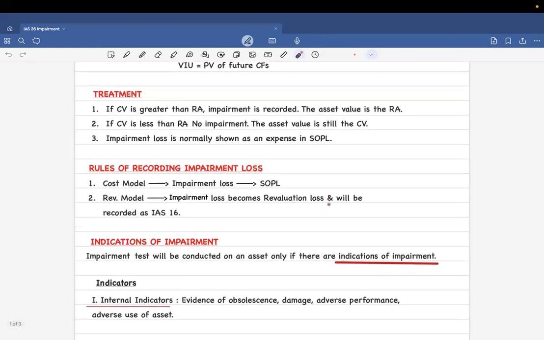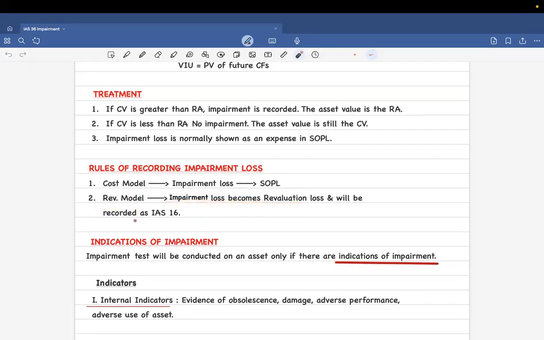Now, the rules of recording impairment loss. Basically, there are two rules. You either measure your assets using the cost model or the revaluation model, right? If it is a cost model, you're going to record the impairment loss in SOPL. If it is a revaluation model, your impairment loss becomes a revaluation loss.